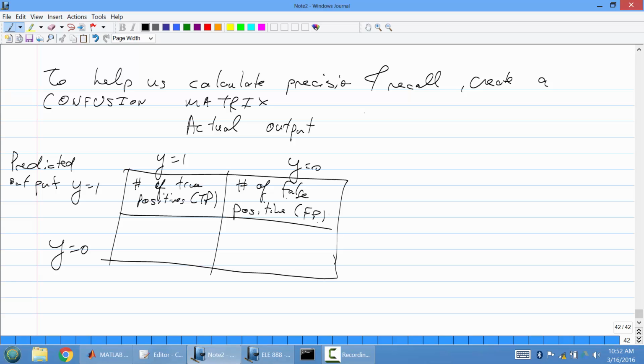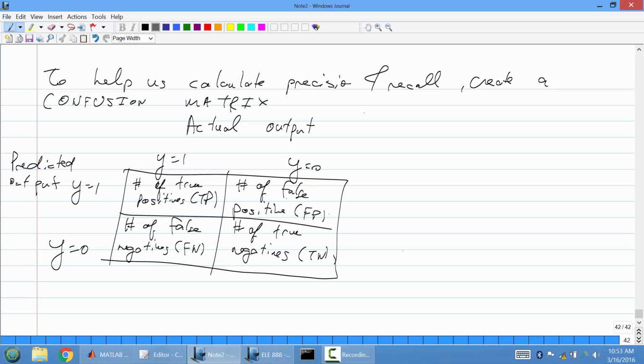If the predicted output is false, but the actual output is true, we call that a false negative, because the predicted value is saying, hey, you don't have cancer, but you actually do, and that's pretty bad too. All right? So this is the number of false negatives, or FN. And then finally, if you predict false and the actual output is false, those are the number of true negatives, right? Because they actually match up. Okay? All right. So that's good.